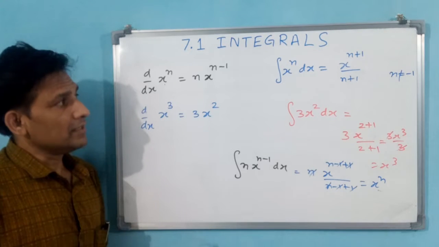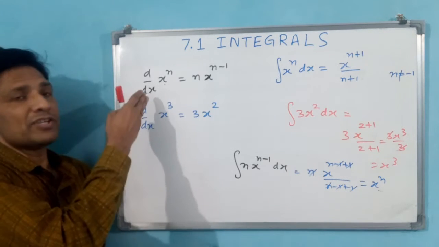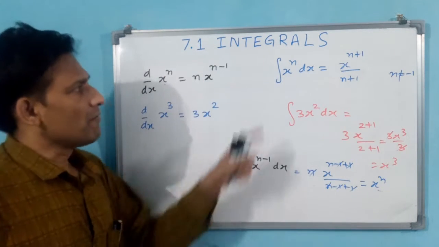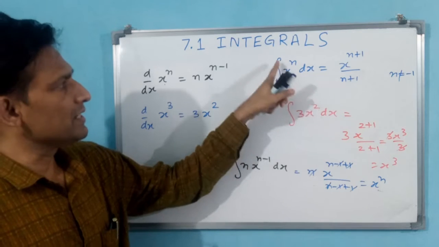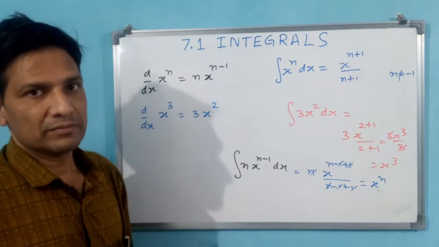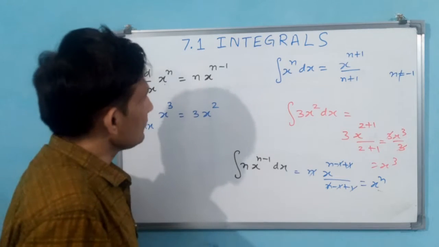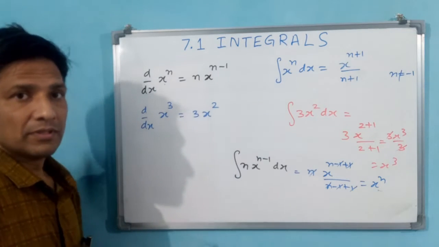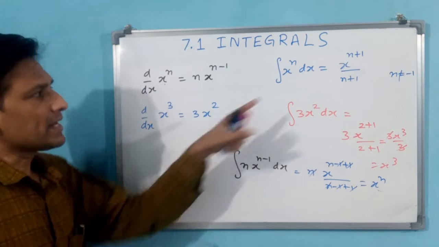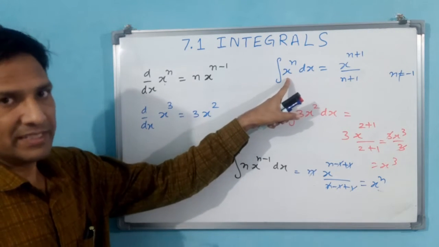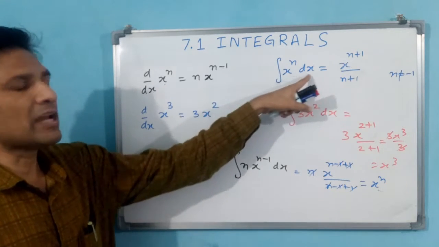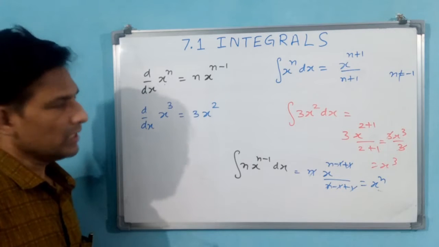That is why for differentiation, d by dx of x power n is equal to n into x power n minus 1. For integration, the integral of x power n dx is equal to x power n plus 1 by n plus 1. Like this you have to see. I also told what is an integrand. Here x power n is the integrand, x is the variable, and this is the elongated symbol along with dx. You have to write it.